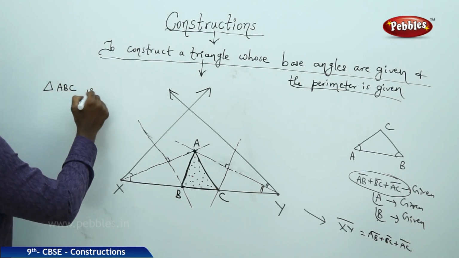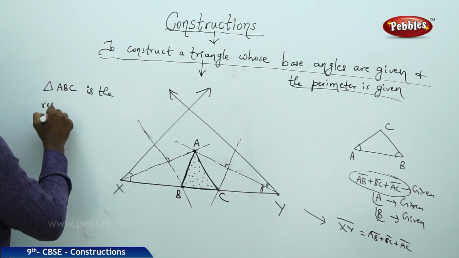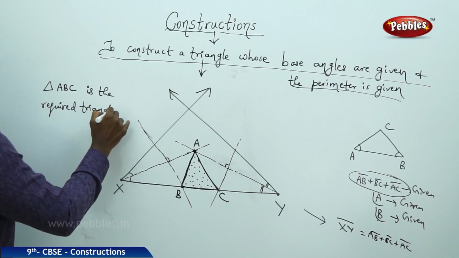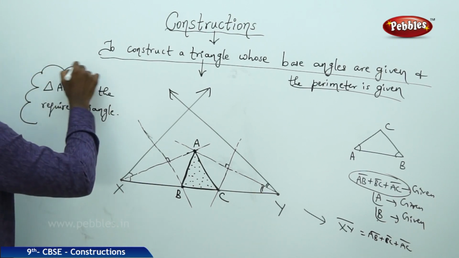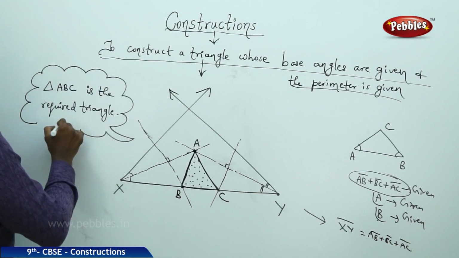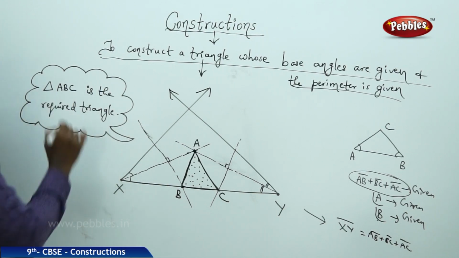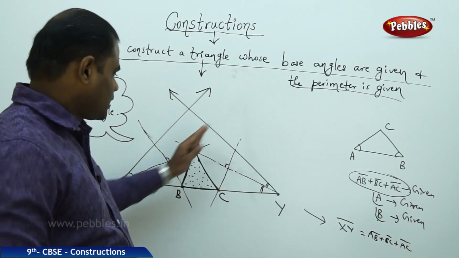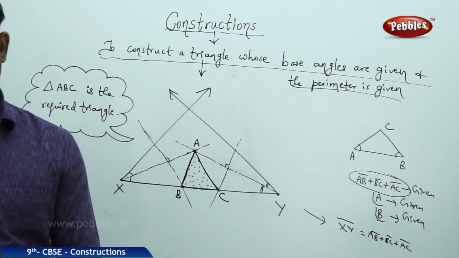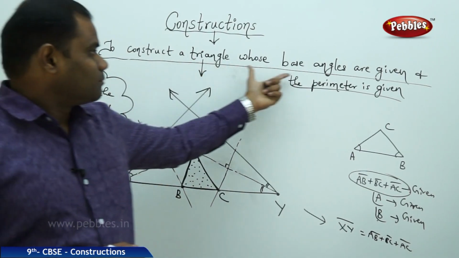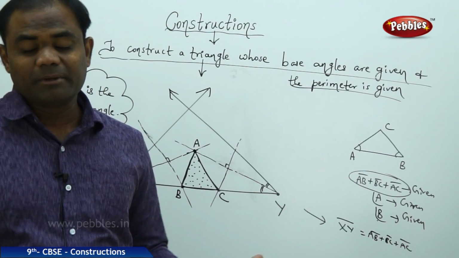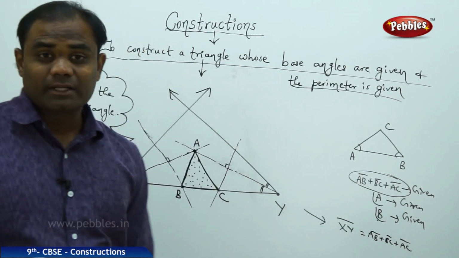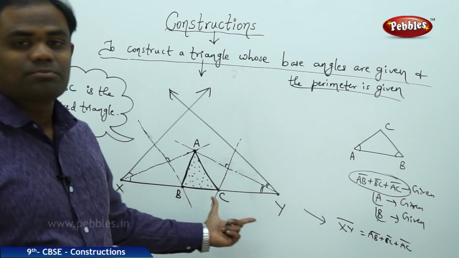Triangle ABC is the required triangle. This is how we construct using the angular bisectors and the perpendicular bisectors. So if base angles are given and the perimeter of the whole triangle is given, that is the sum of all sides of the triangle is given, we can construct a triangle using this process.